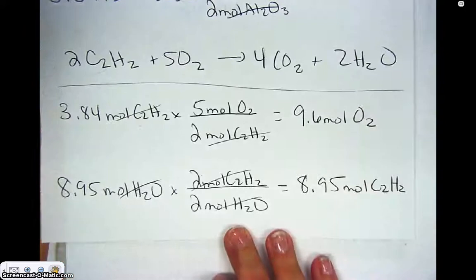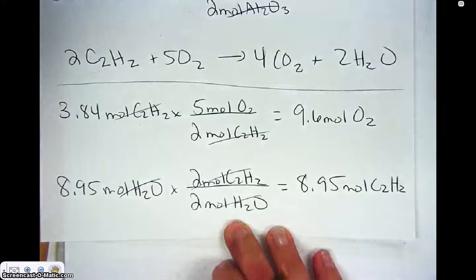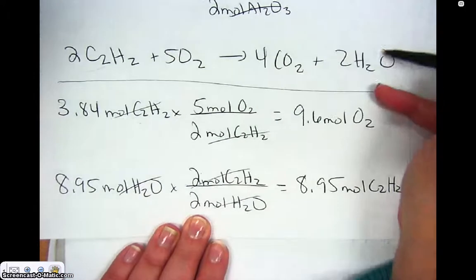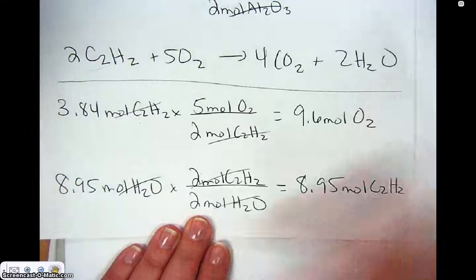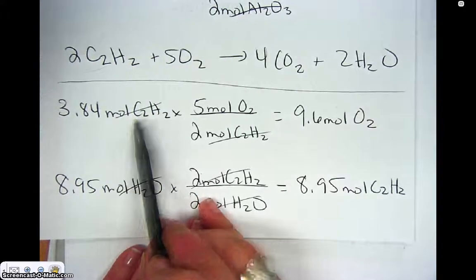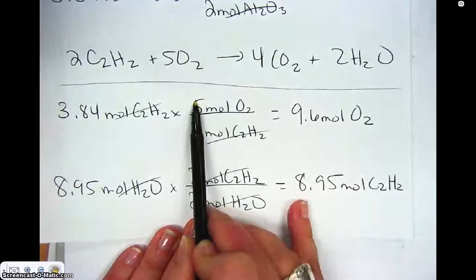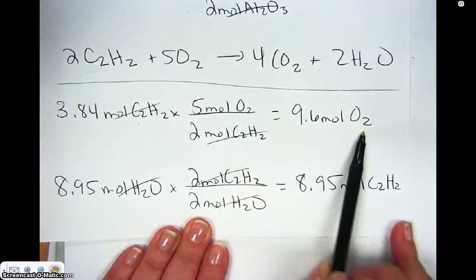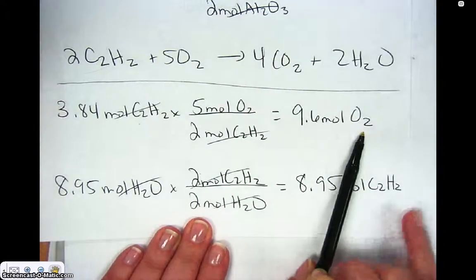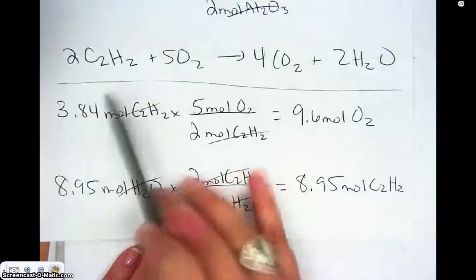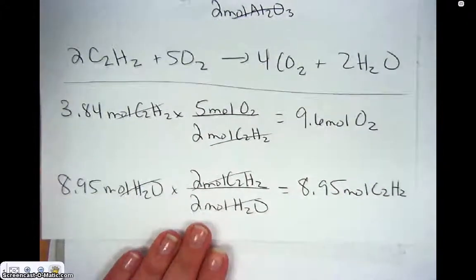Okay? So all of these problems are exactly the same. We just need to have our balanced chemical equation, start with what we are given in moles, use a conversion factor, making sure what we're trying to convert to goes on top, and then we can solve for a different amount. It does not matter if we're going reactant to reactant, or reactant to product, or product to product. They are all exactly the same.